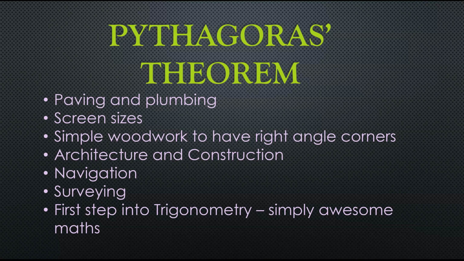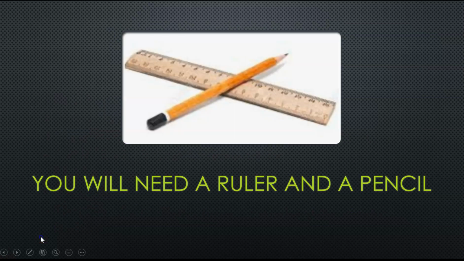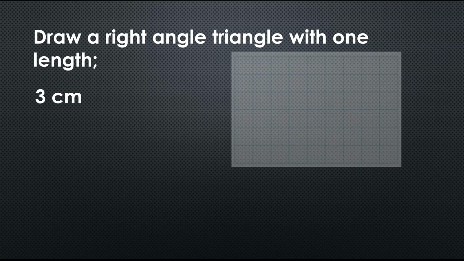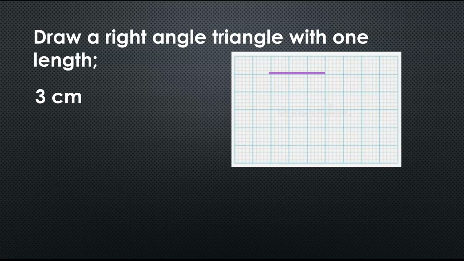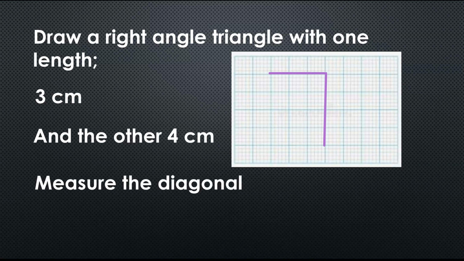So what is Pythagoras' theorem? What I'd like you to do is grab a ruler and a pencil, and the first thing that we're going to do is draw a right angle triangle, and one length has to be 3 centimeters, and then draw the other one that will make a right angle to be 4 centimeters, like the diagram is shown there. And then with your ruler, make sure that you measure the diagonal.